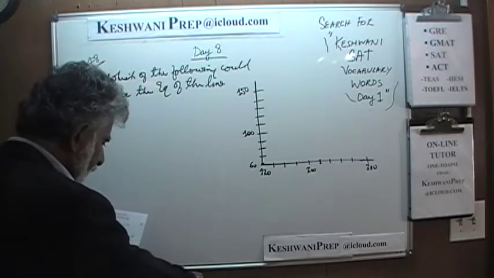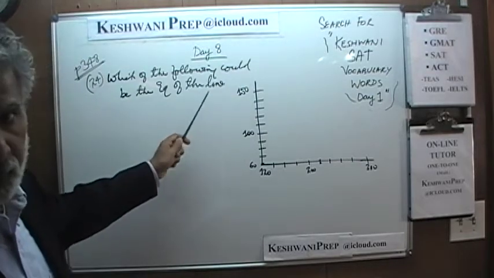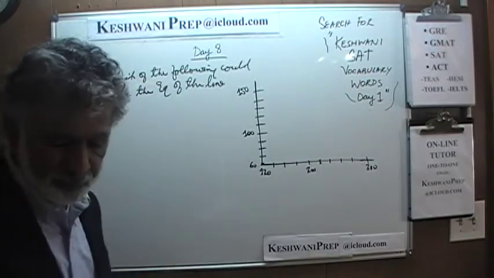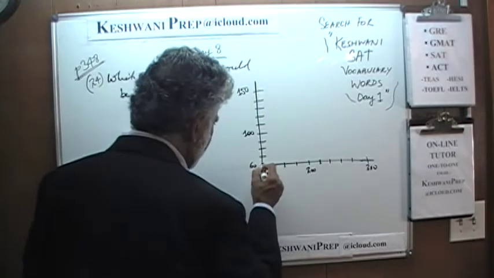Here's what is given to us. The question simply is, which of the following could be the equation of the line? They gave us four equations, and here's the graph that they're giving us. I'm going to reproduce the graph, but obviously not every single detail, just some of the points. You understand? So here's the very first point that's already there.